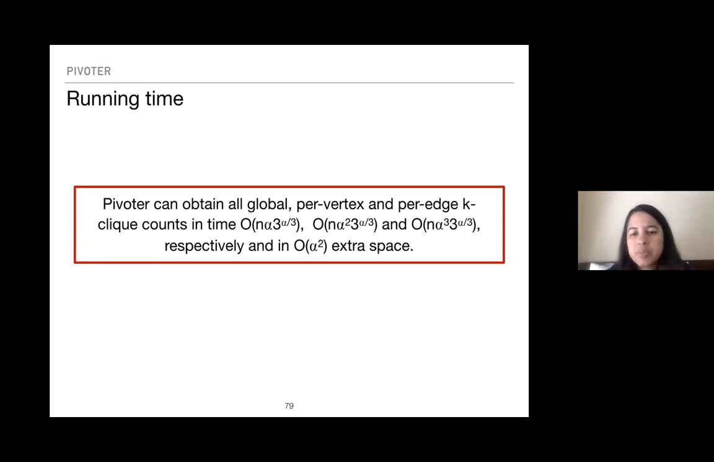So extra space. By extra space, I mean in addition to what is required to store the input and the output. So essentially what we do is that we build a tree, and do all the counting that we have to do with that tree. And then once that is done, we can discard that tree. We don't need to store it. And we can move on to the next tree. So at any point, we only need about alpha squared extra space.